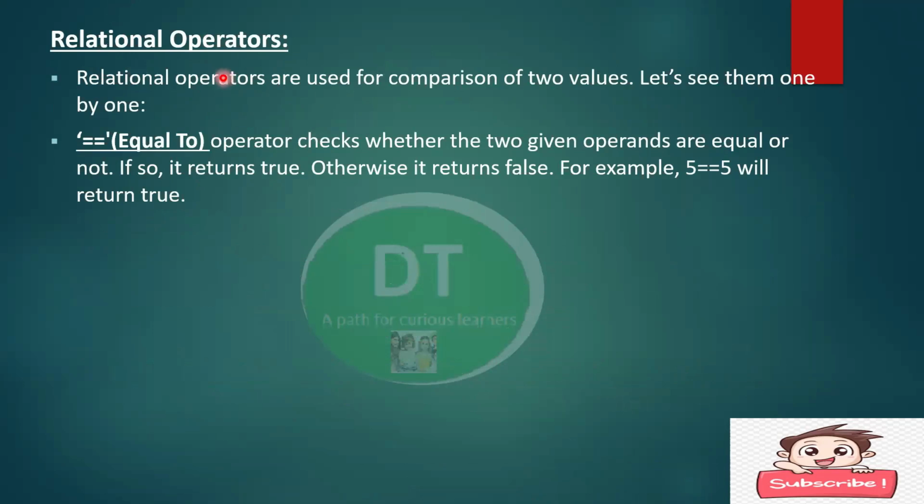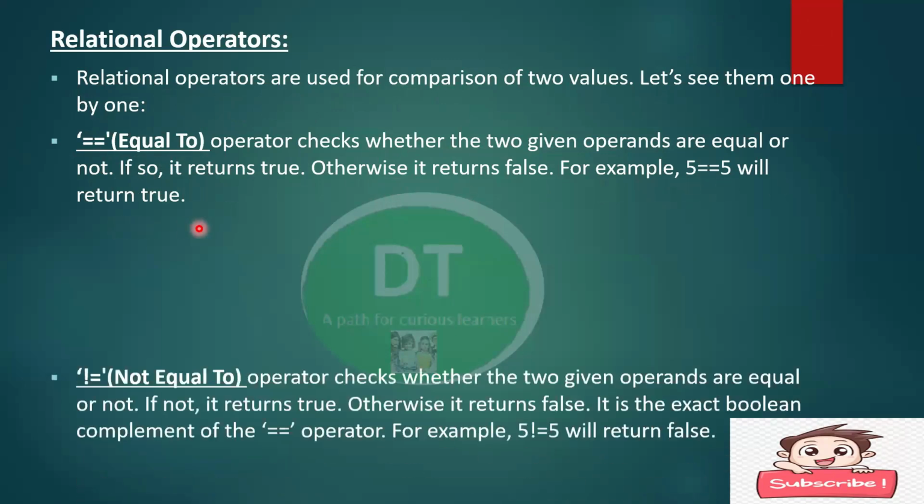Relational operators. Relational operators are used for comparison of two values. Let's see them one by one. The equal to operator checks whether the two given operands are equal or not. If so, it returns true. Otherwise, it returns false. For example, 5 equal to 5 will return true.